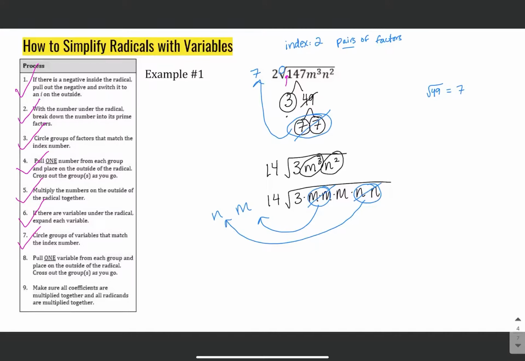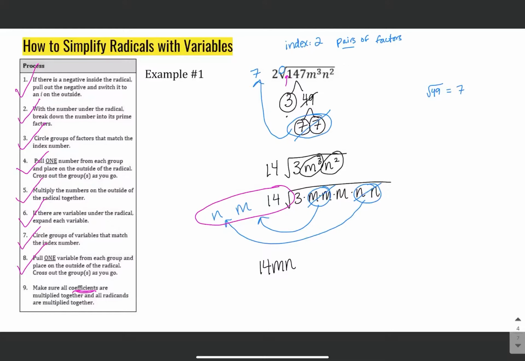All right. Well, I don't have another m, so I'm just going to leave that there. Let's look at the next step. Okay, so that was step 8. Step 9, make sure all the coefficients are multiplied together. Remember that coefficients would be multiplied on the outside. So my coefficients would be right here. So 14 times m times n would just be 14mn.